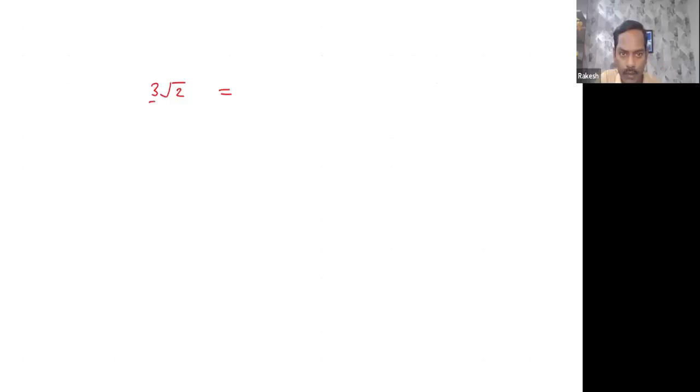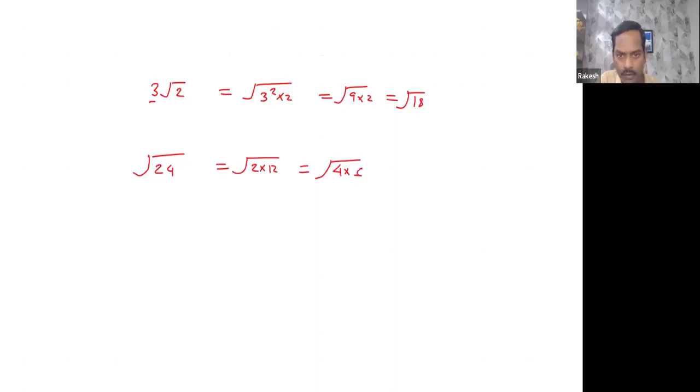Inside, it should be 3 square into 2, which comes out to be 9 into 2, which is root of 18. Right? What is the square root of, say, let me take a number, 24? So 24 can be written as 2 into 12. It can also be written as 4 into 6. 4 is a perfect square, which can be written as 2 square into 6. So this will come out as 2 outside, and the root portion will only contain 6.